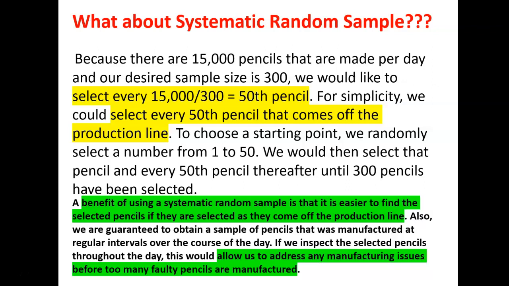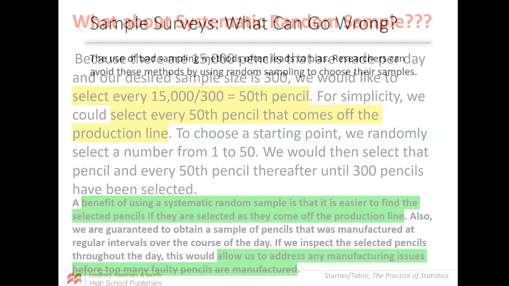Also, the benefit of systematic sampling in this case and in all manufacturing is that as the pencils come off the production line, if you run into an issue, you say, oh my goodness, none of these pencils have erasers. You stop the production and fix the issue, rather than waiting until the end of the day to find out three-fourths of your pencils don't have erasers. That would be a bummer. So you stop and figure it out right away. There's a definite benefit to systematic random sampling, especially in a manufacturing setting.